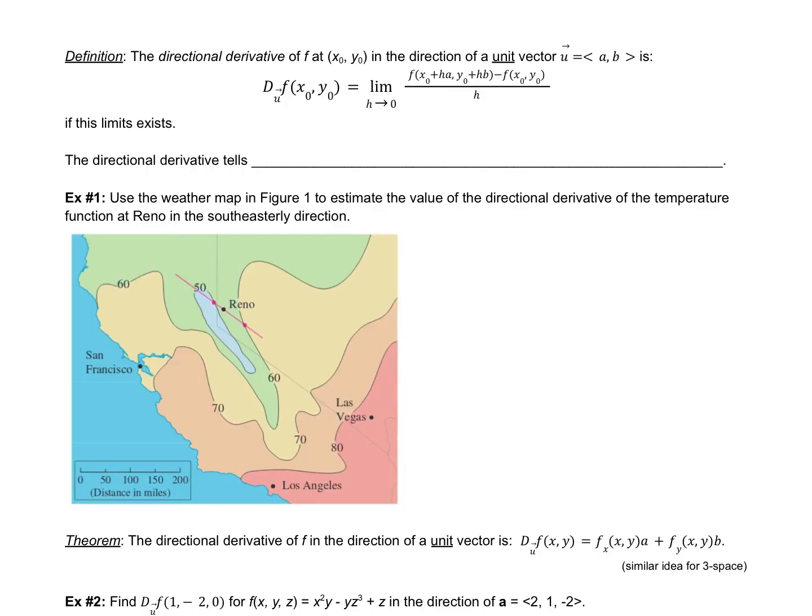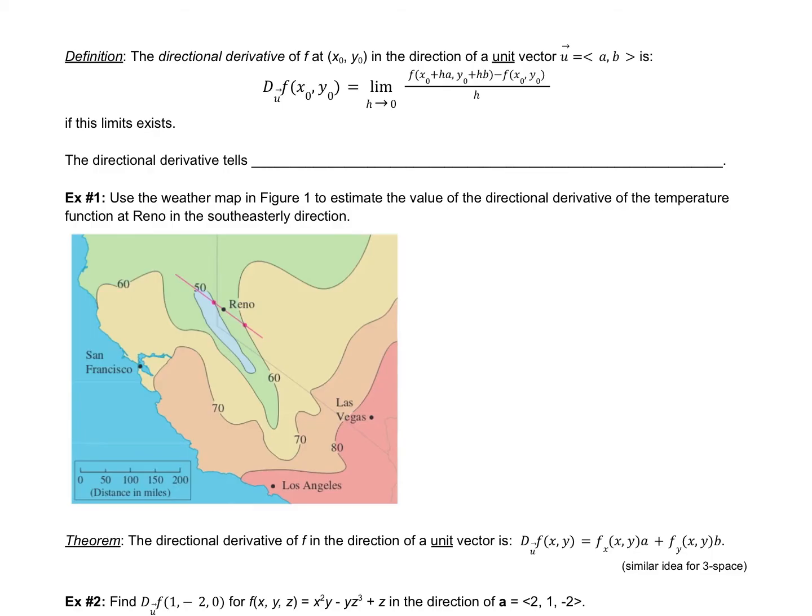Okay, formal definition of a directional derivative. So the directional derivative of f at some point in the direction of a unit vector, that's really important, a unit vector. First of all, this is the notation. So this is the directional derivative in the direction of u of some function, is the limit as h approaches 0 of what we wrote on the previous page, if that limit exists.